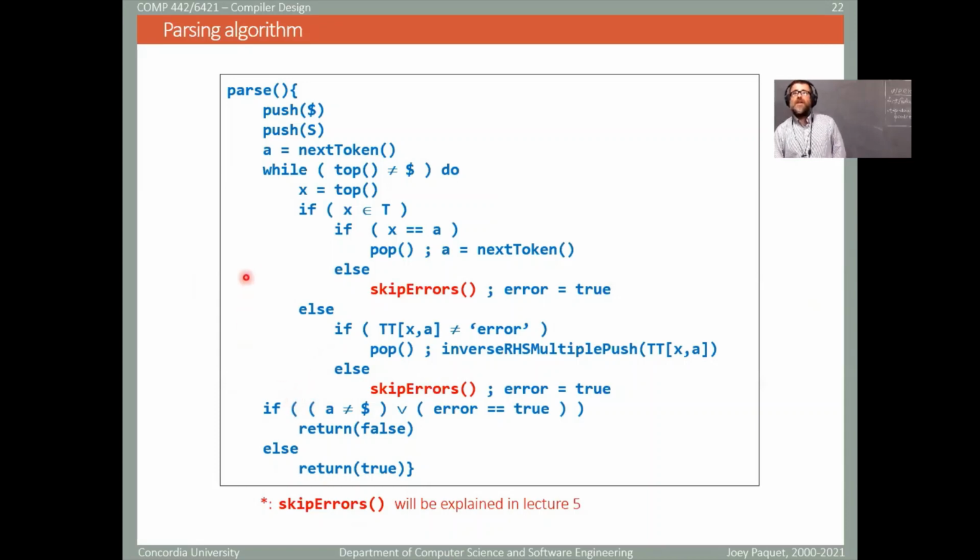And then once I'm going out of the loop, if I don't find on top of the stack the $ sign, or error is equal to true, then I return false, saying that the parse was unsuccessful. If I have on top of the stack the $ sign, then I have a successful parse.